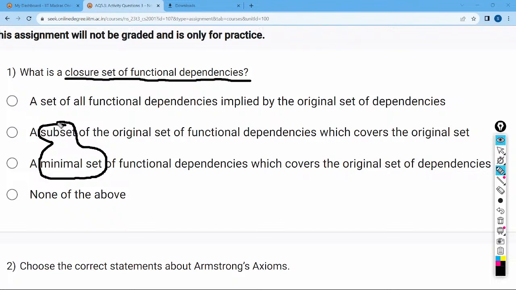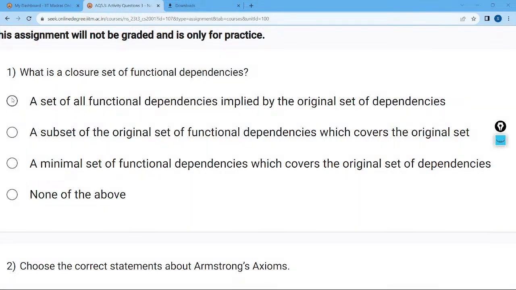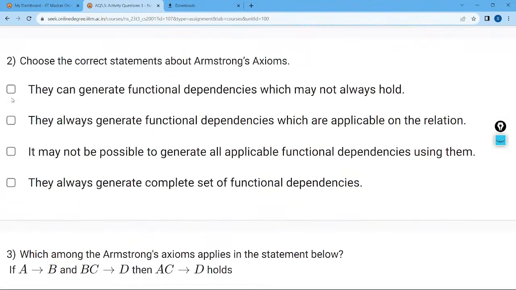No. So let's read this one. A set of all functional dependencies implied by the original set of dependencies. Yes, this may be true. Let's put this as our answer.